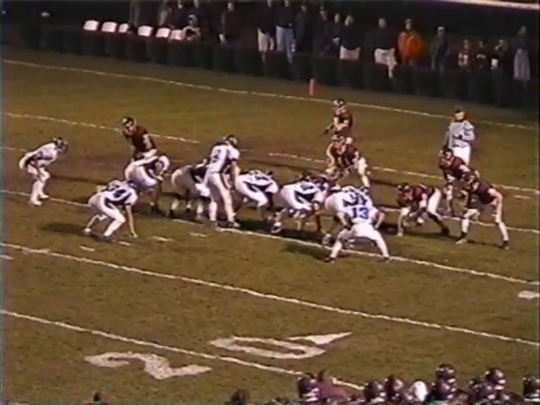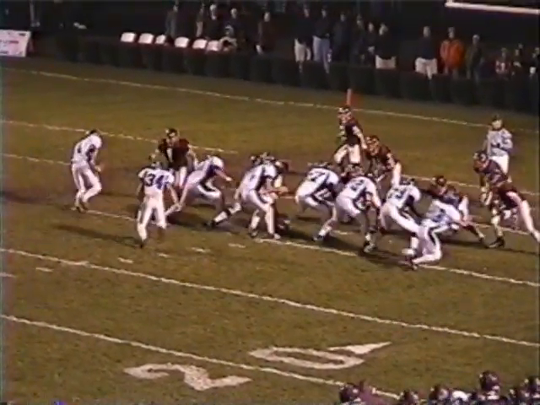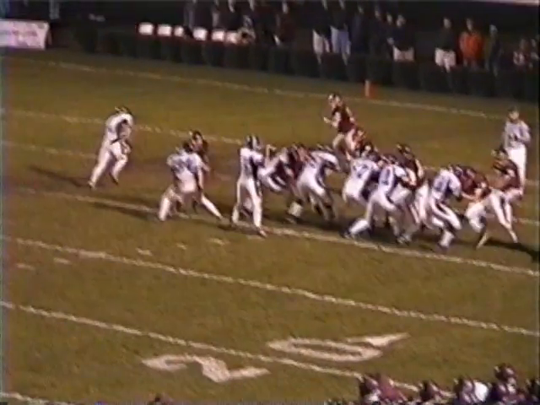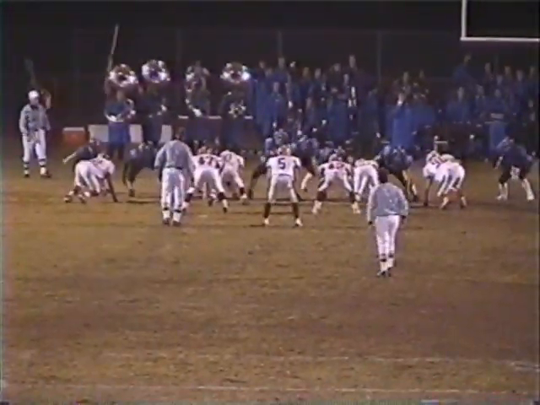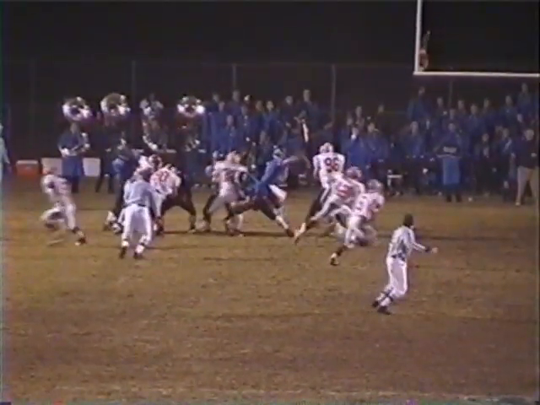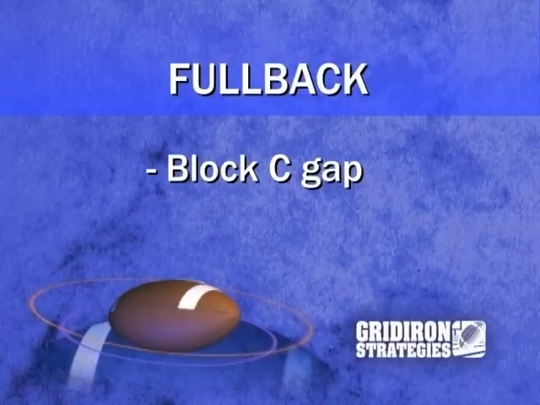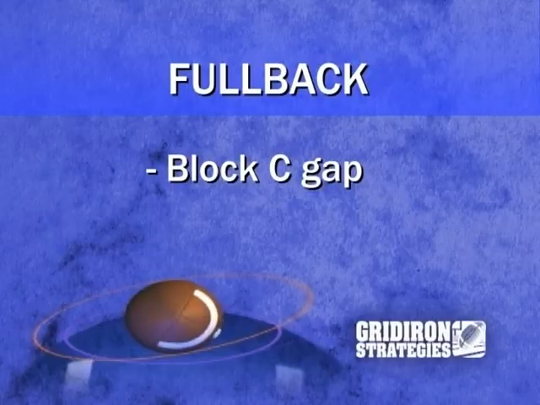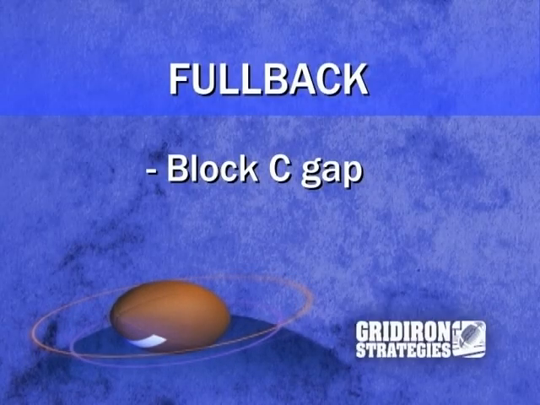The front side guard has got the B gap, front side tackle C gap, backside guard A gap, and backside tackle B gap. Again, the rule is gap first, on second, linebacker third. Fullback is a very important part of our protection rules. He has to get that C gap.